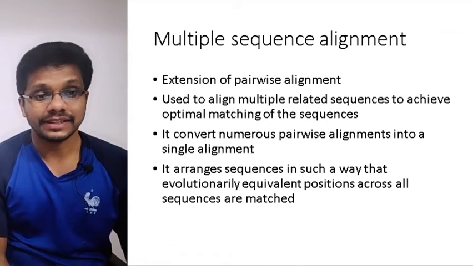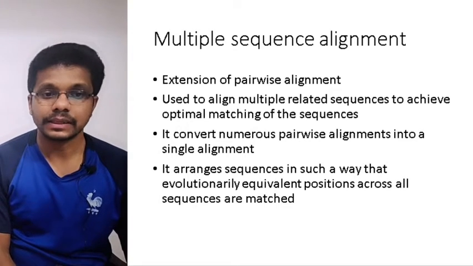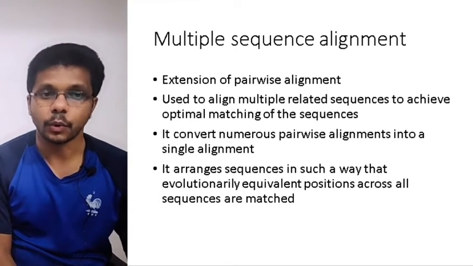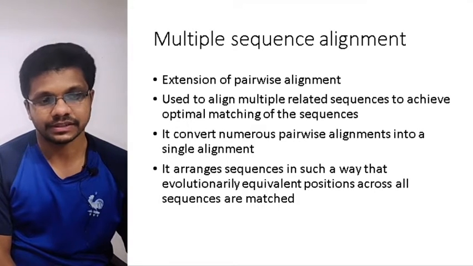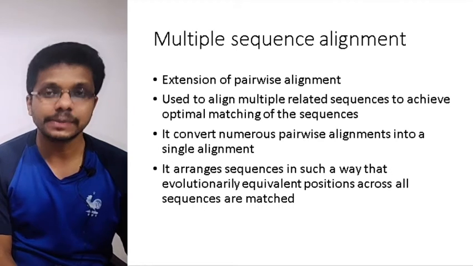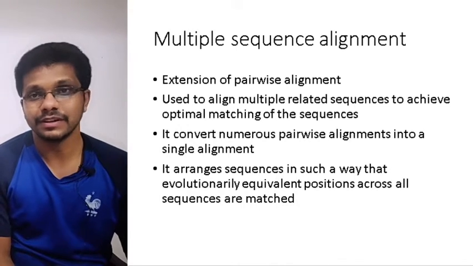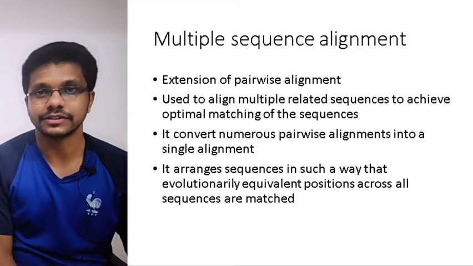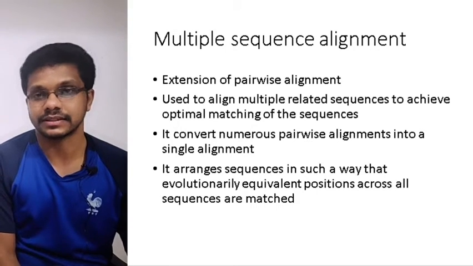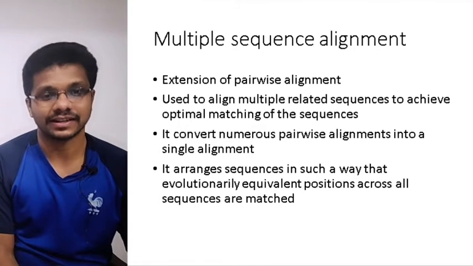Multiple sequence alignment is an extension of pairwise alignment. It is used to align multiple related sequences to achieve optimal matching of the sequences. So in pairwise alignment, we are considering only two sequences at the same time, but in multiple sequence alignment, we are considering three or more sequences. Maybe we will be considering 5 sequences, 10 sequences, or in database searches, we are considering the pairing between thousands of sequences at the same time.